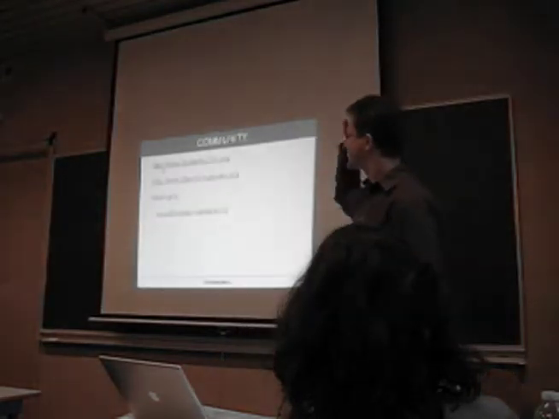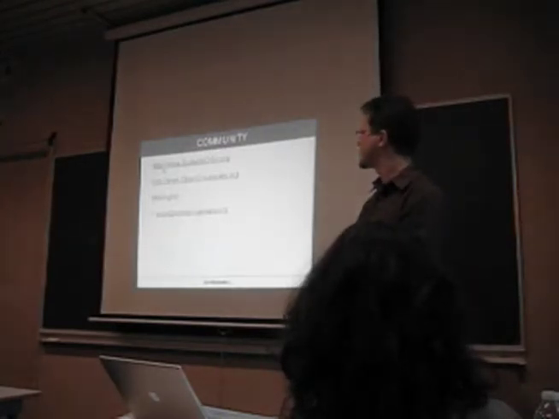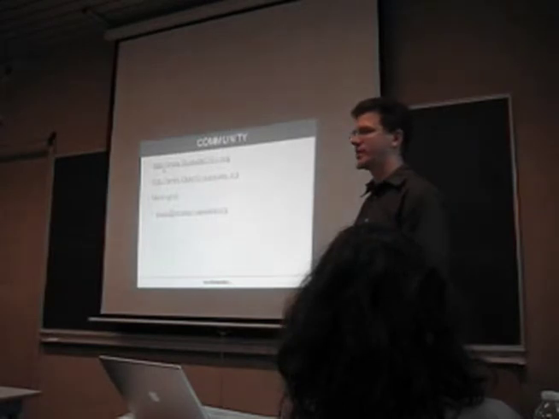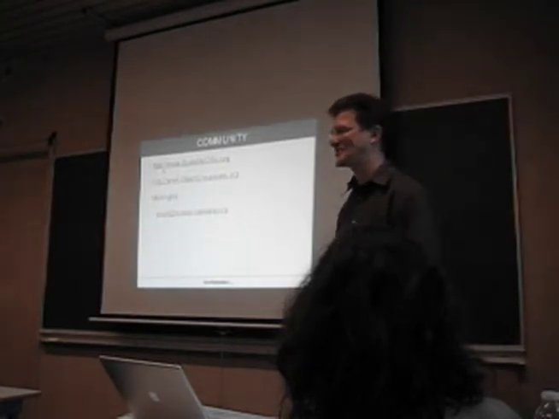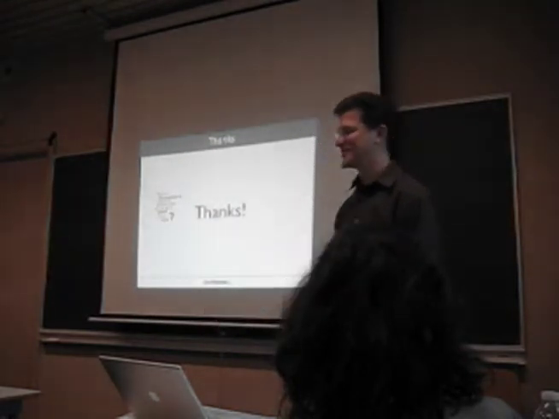How can you reach us? Of course, using the website at ScalableOGo.org or OpenGroupware.org, and the mailing list is ScalableOGo@OpenGroupware.org, and it's open to everyone. Everyone can subscribe. Join us and comment, help us test, whatever. Yeah, that's about it.